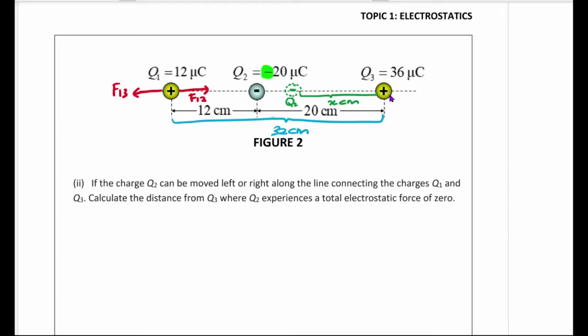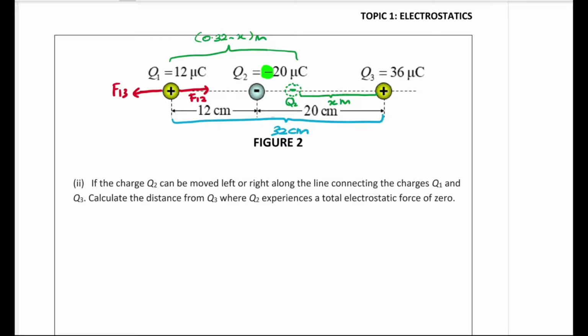Kalau Q1 dengan Q3 ni tak bergerak tadi, 32 cm, yang bergerak hanyalah Q2 saja. Kita gerak ke depan sikit, kita dapat tengok pada kawasan ini the total force on Q2 kita kosong. Okay, so means that the remaining distance between Q2 and Q1 is 0.32 minus X meter. Ini kalau letak meter dah terus. Alright. So how to start?